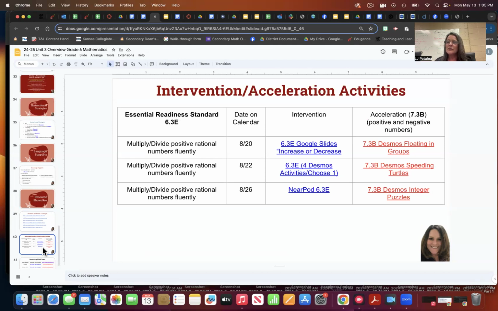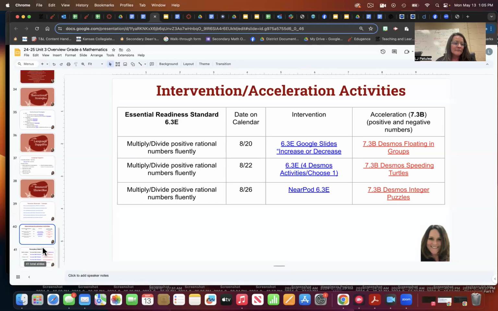We also have some acceleration options. This goes into the 7th grade standards, and for this would be 7.3b. So on a day of a supporting standard, if your students are doing really well with the essential readiness standard, and you can see that they're getting the supporting standards, you could push them into this acceleration and work on some 7th grade content.